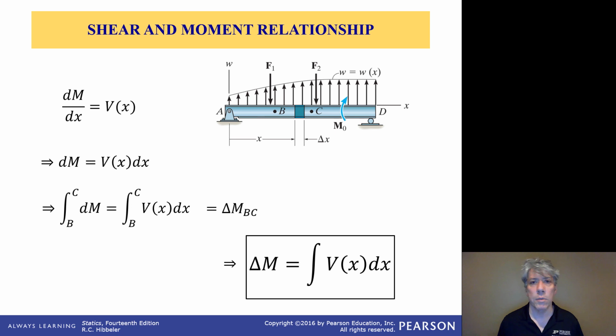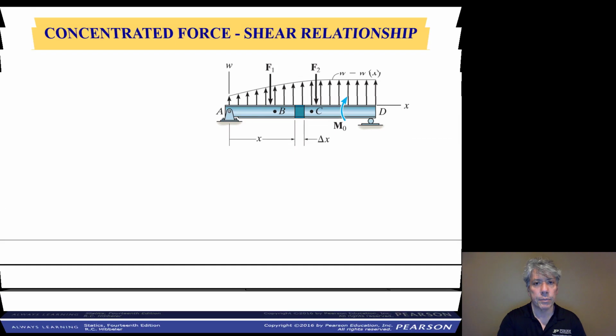Now, what does that mean in terms of shear and moment diagrams? What that means is that if we want to know how much the moment graph changes, all we have to do is look at the area under the curve represented by the shear graph. So we just look at the shear graph, look at the area under the shear curve, and that'll tell us how much the moment changes. So this is a nice relationship between the shear and moment diagram that we can take advantage of when we're trying to create both diagrams.